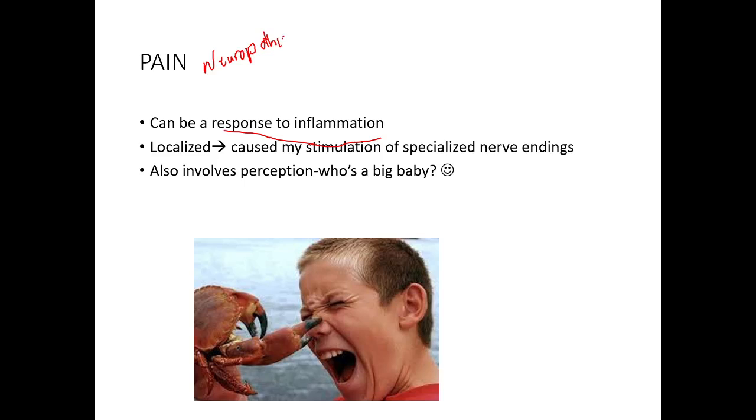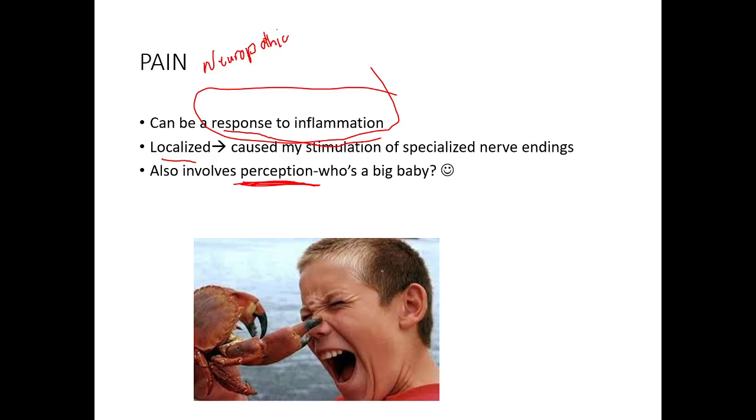Certain nerves are stimulated, causing neuropathic pain, burning, or tingling sensation, or it's as a result of inflammation irritating those nerves. It can be localized, caused by stimulation of specialized nerve endings, or it can be generalized. It also involves perception.